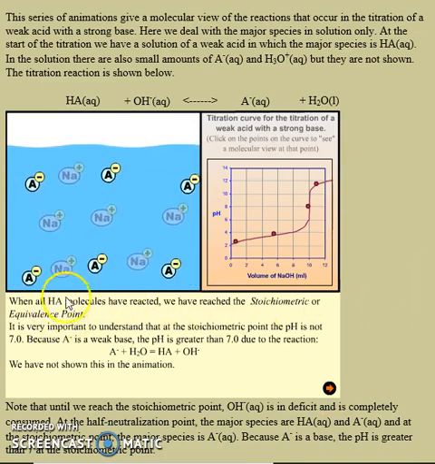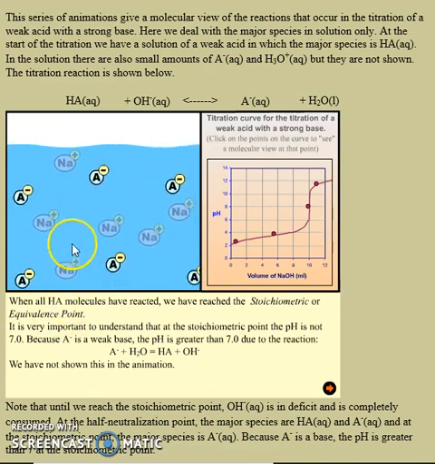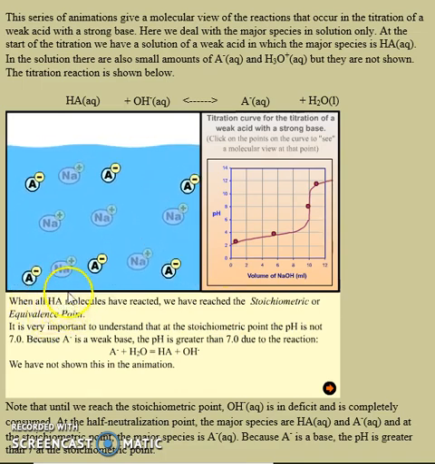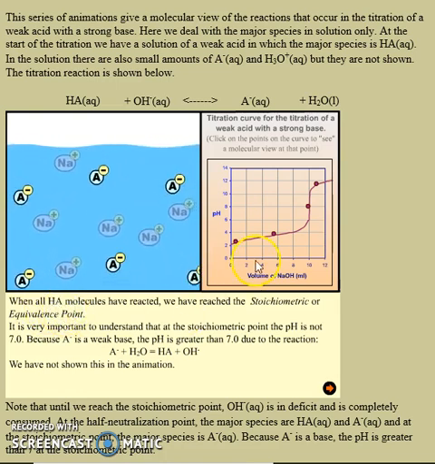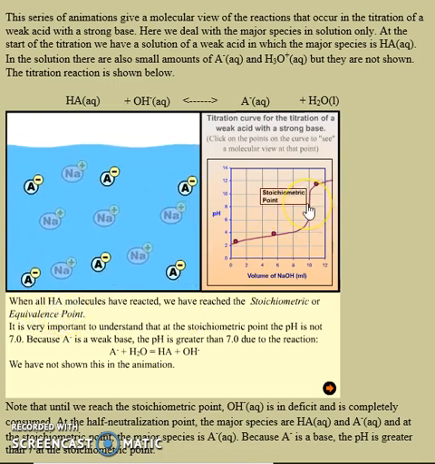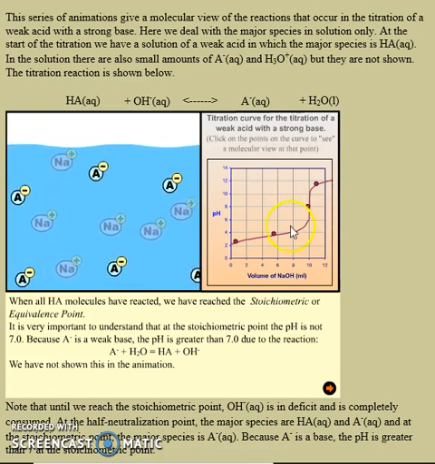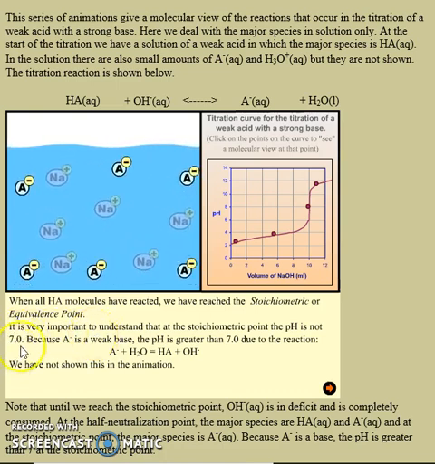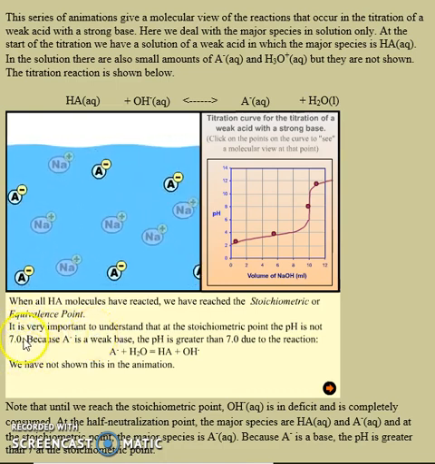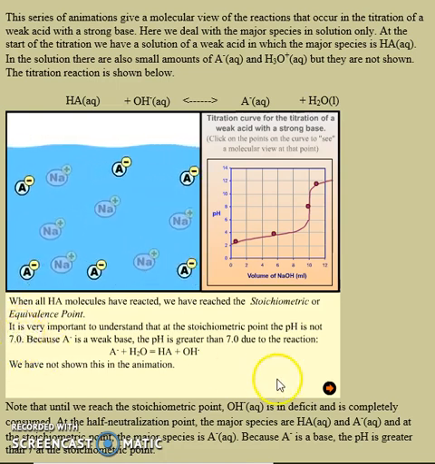Aha, now all of the HA molecules have been reacted. Whatever we started with, now they're all gone. Why? Because they all reacted with that OH⁻ from that base. This is what we call the stoichiometric point, or I like to call it the equivalence point. We want to remember that it is very important to understand that because it's a weak acid, this equivalence point is not 7. Why is it not 7?